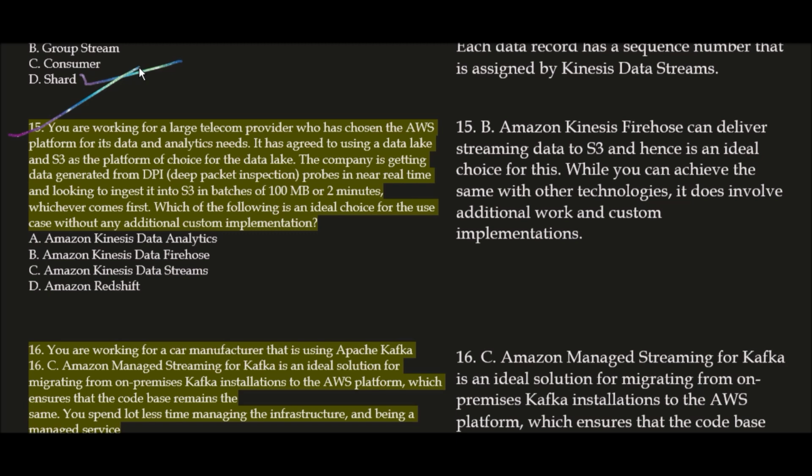Option A, Amazon Kinesis Data Analytics. Option B, Amazon Kinesis Data Firehose. Option C, Amazon Kinesis Data Streams. Option D, Amazon Redshift. Correct answer of this question is option B, Amazon Kinesis Data Firehose. Okay. Because Amazon Kinesis Firehose can deliver streaming data to S3 and hence is an ideal choice for this. While you can achieve the same with other technologies, it does involve additional work and custom implementations.